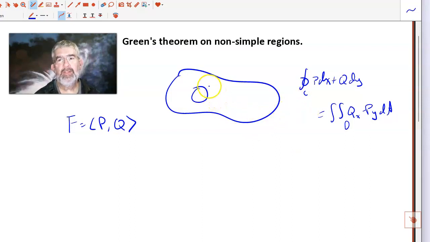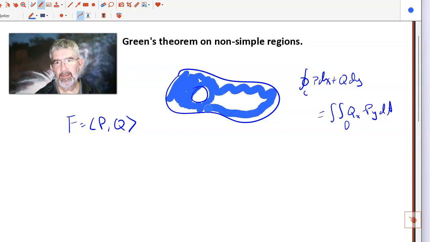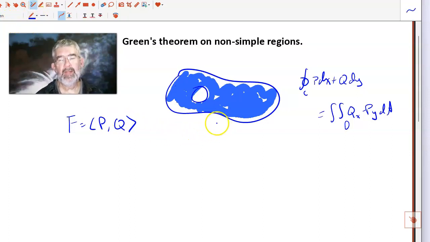Now, what do I mean by the curve C? If D is this whole region inside here, and all of this stuff in here, but not the hole, then the boundary is both the curve on the outside and the curve on the inside. They're not connected together. The boundary is not connected. However, I still want to say that the theorem applies and it works, and it does so this way.